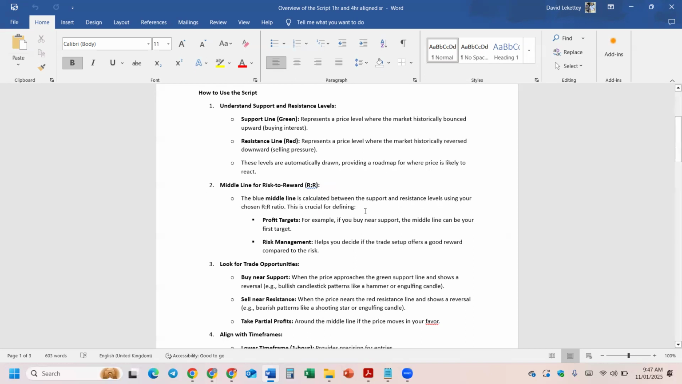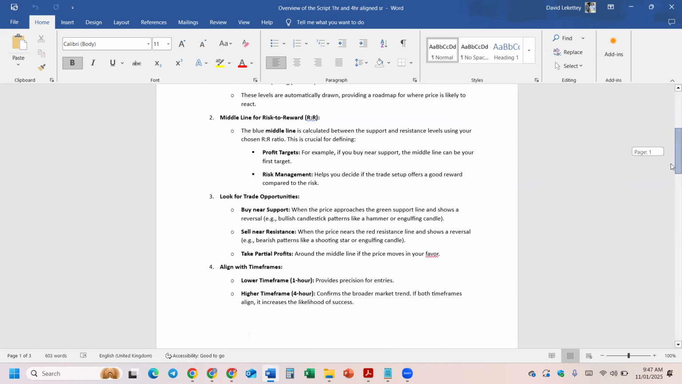This is crucial for defining profit targets and risk management. For example, if you buy near support, the middle line can be your first target. Risk management helps you decide if the trade setup offers a good reward compared to the risk. So you can see, guys, this script is awesome.